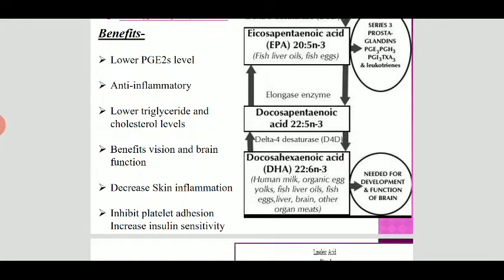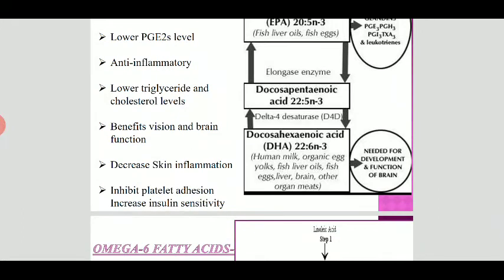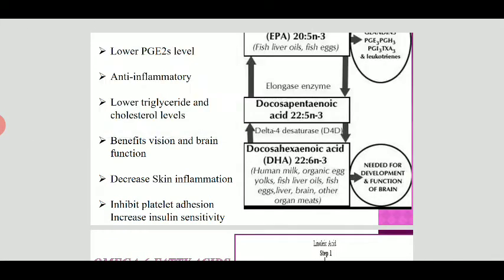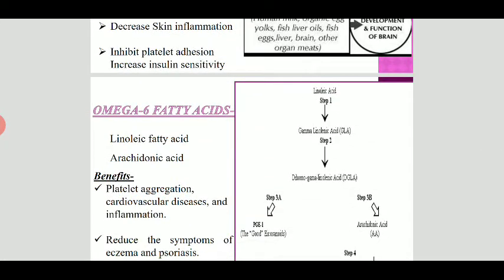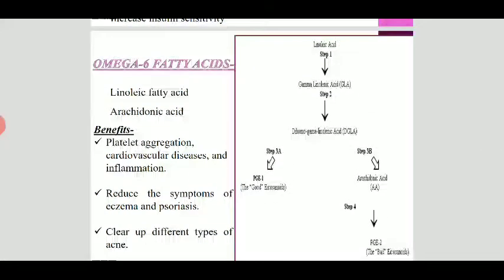Basically, docosahexaenoic acid, that is DHA, is present in human milk, organic egg yolk, fish liver oils, fish eggs, liver, brain, and other organs. Now, omega 6 fatty acids. These include linoleic acid and arachidonic acid, and the major benefits concern platelet aggregation, cardiovascular disease, and inflammation. It reduces the symptoms of eczema and psoriasis and clears up different types of acne.